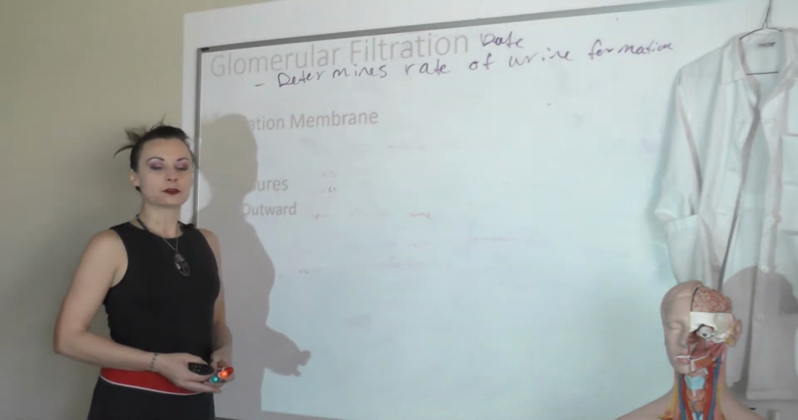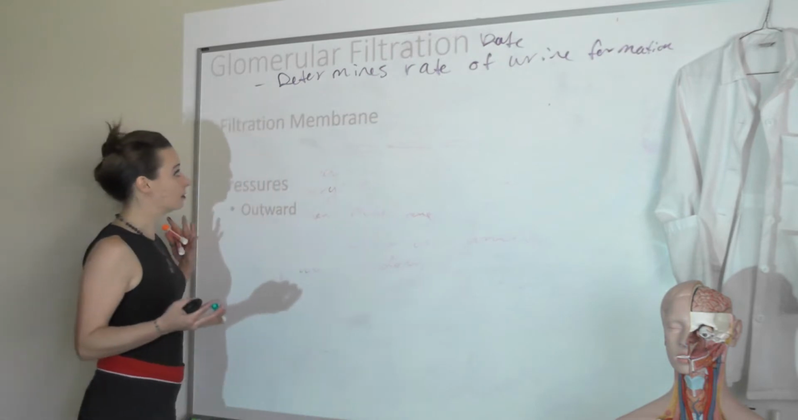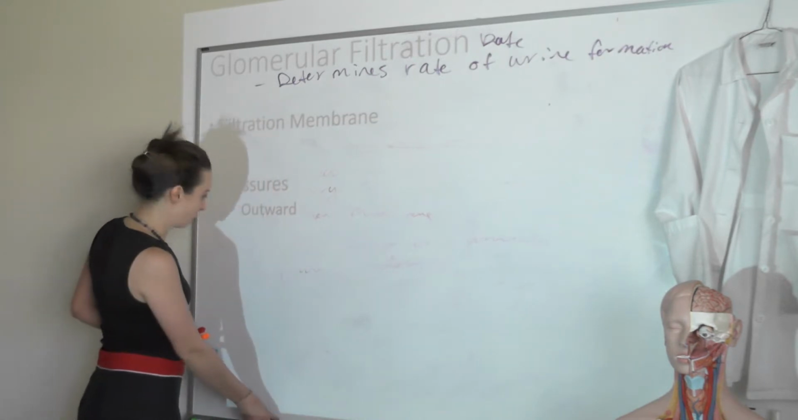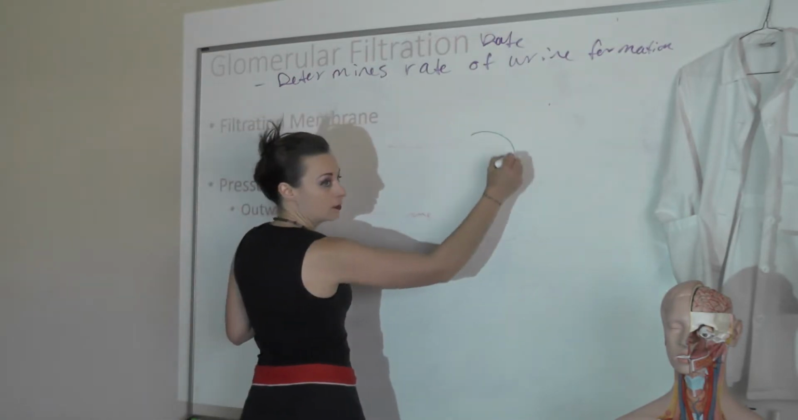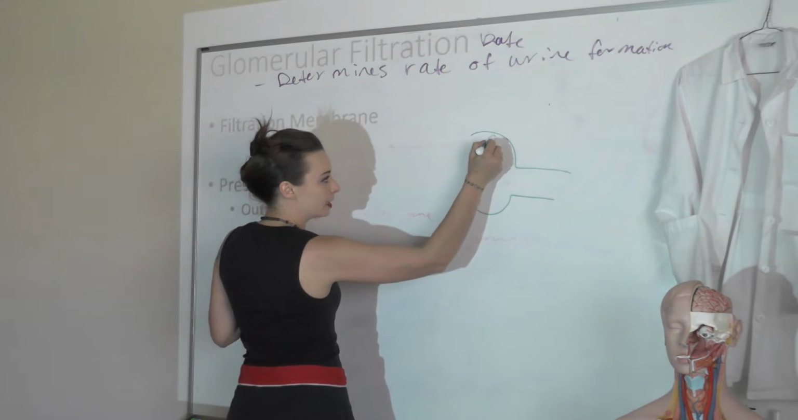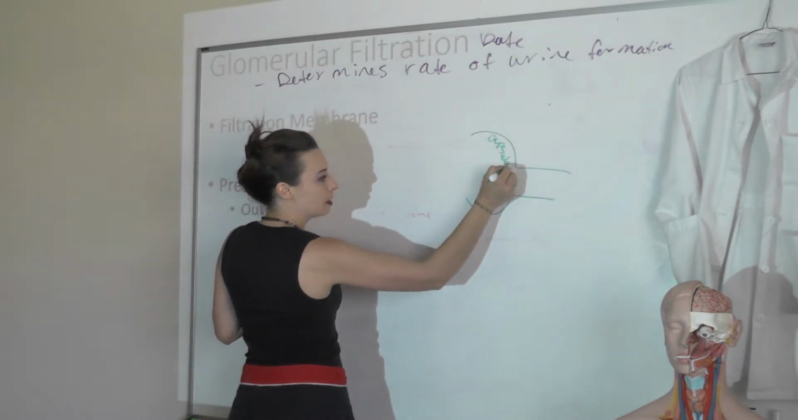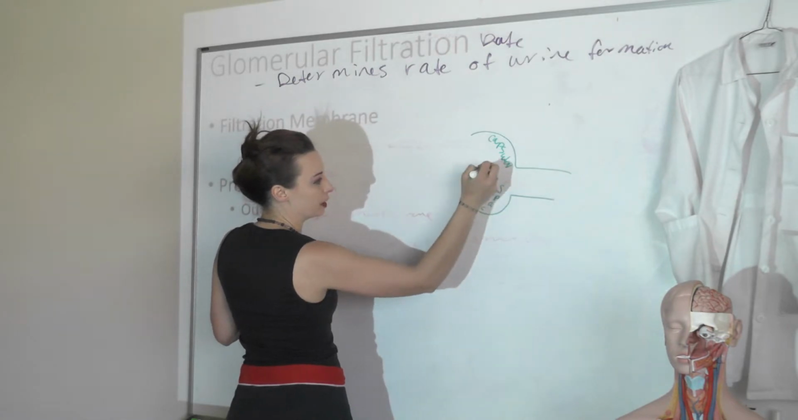To understand how filtration is working, we need to understand the pressures in the system that are causing the movement of our fluid. So if we look, I'm going to draw my glomerular capsule here. This is my capsular space, and this is going to collect my forming filtrate.